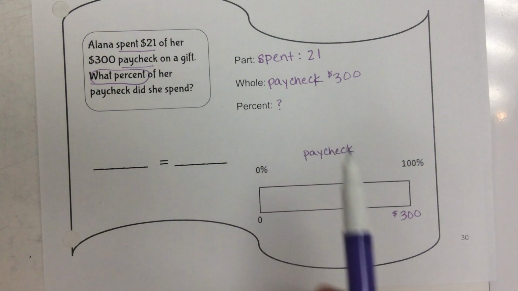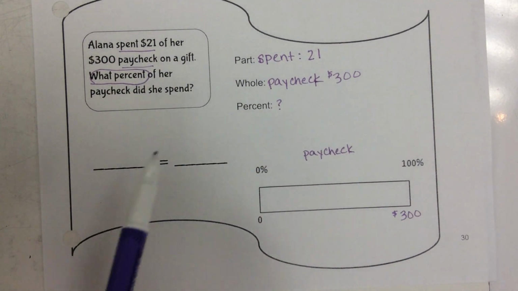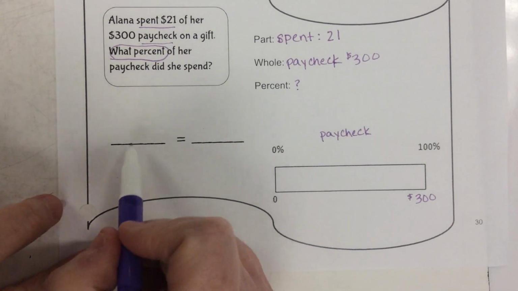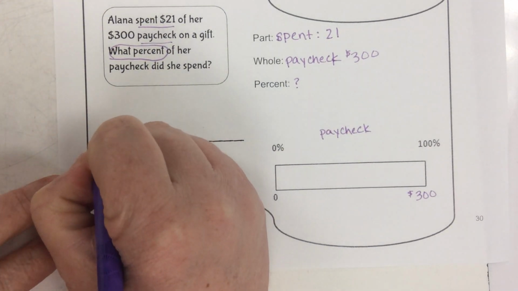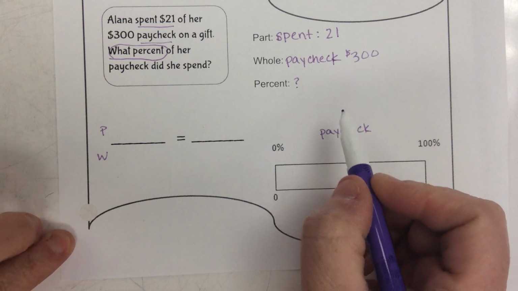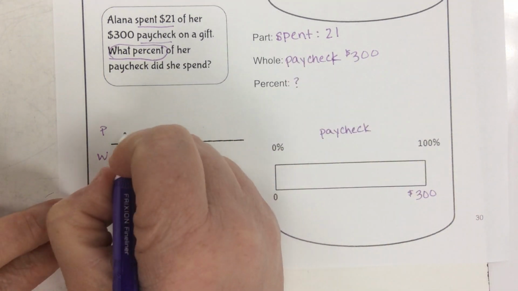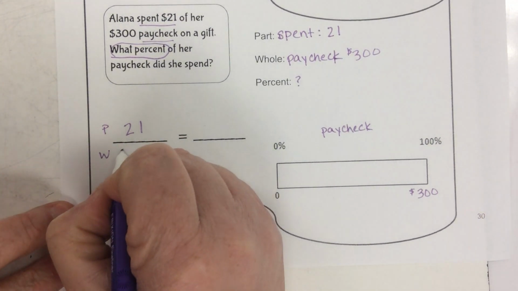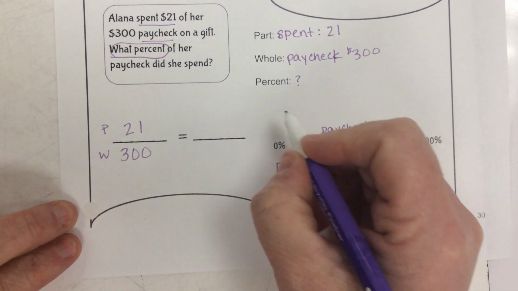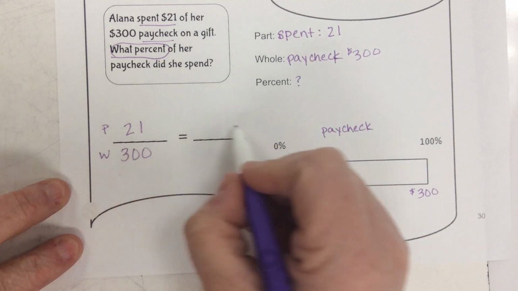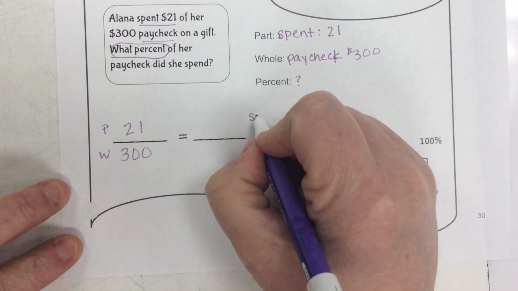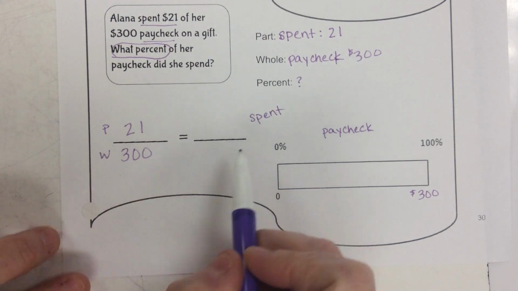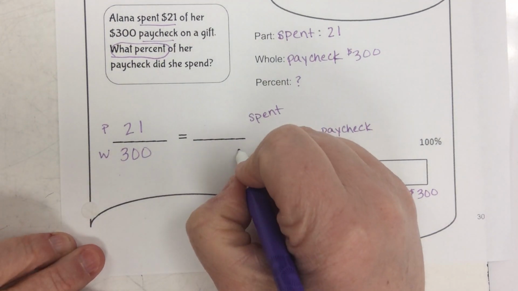So we want to know what percent is equal to that. We think about our percent proportion we did up here. The part goes right here, so this is part over whole. She spent $21 out of her whole paycheck of $300. So the top row represents everything she spent. The part represents how much she spent. The whole amount is the whole paycheck.